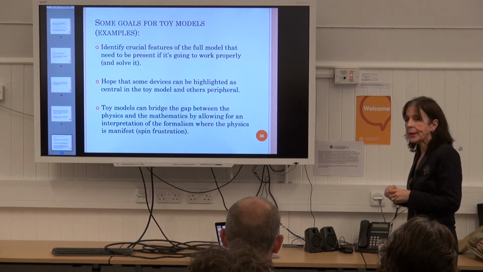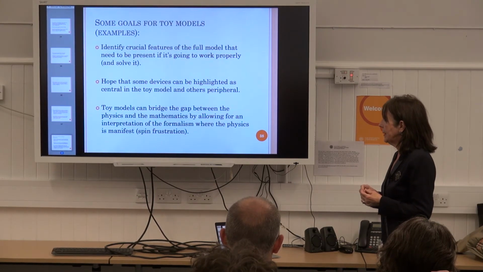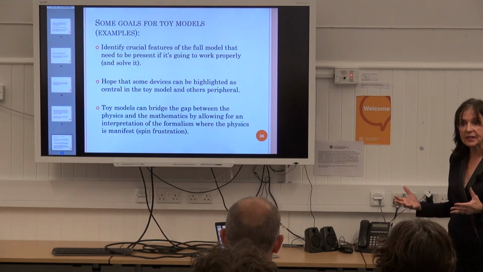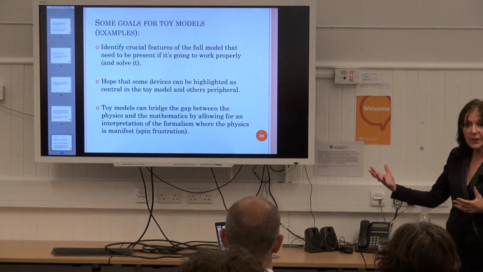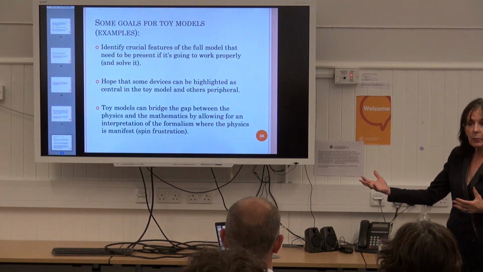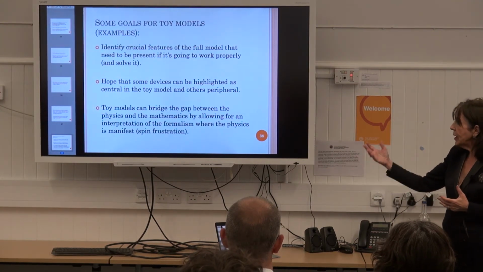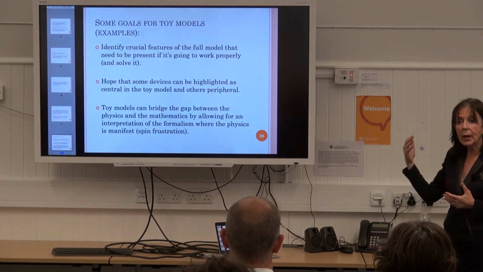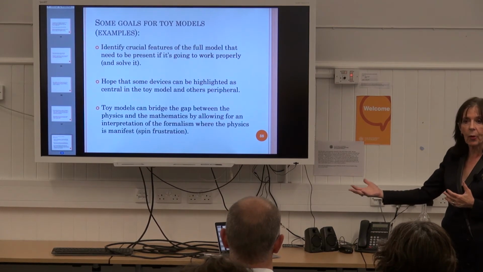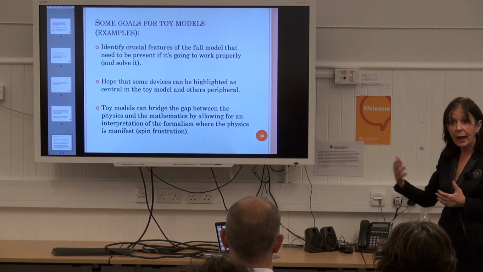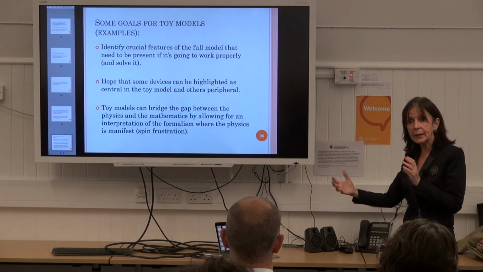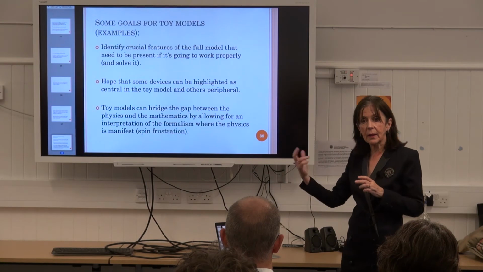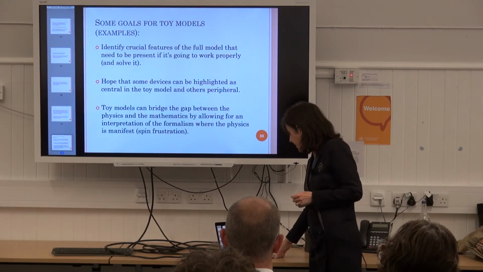And then they can bridge the gap between physics and mathematics by allowing an interpretation of the formalism where the physics is manifest. So the physics is manifest in field theory. We know there's no instantaneous propagation. The physics is manifest in the quantum case, where we have spin frustration, but nobody knows how to fix the problems or how to solve those problems. And the toy model comes along and bridges the gap, almost like a little experiment between the mathematics and the physics.